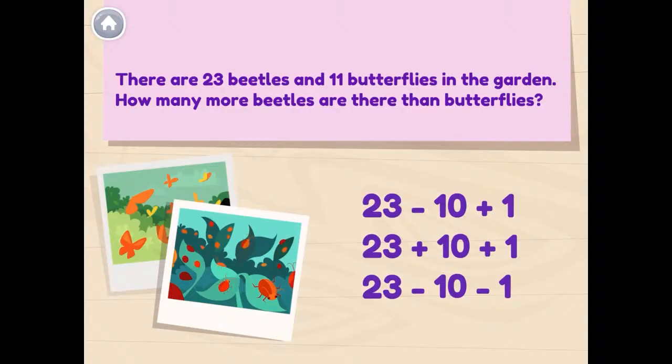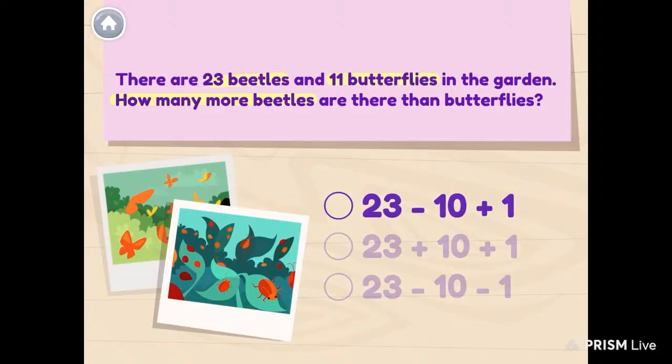We want to find the difference between the number of beetles and butterflies. That means we want to take away 11 from 23. So which one of these equations does that? Let's look at A. Since we're adding and subtracting in the same equation, we have to go left to right. This equation means we start with 23, take away 10, then add 1. We only take away 10 with this equation, not 11. This one is not right.